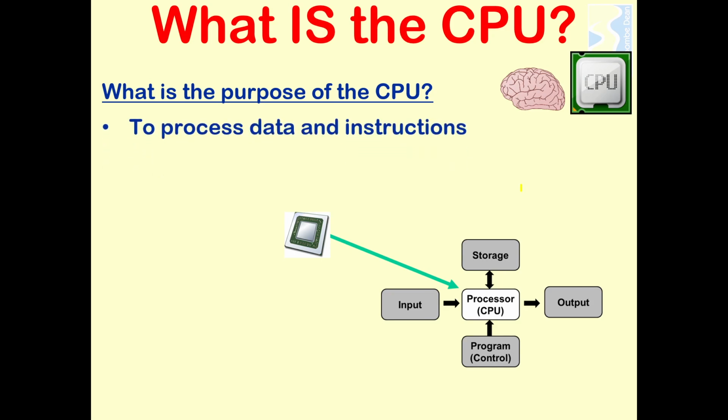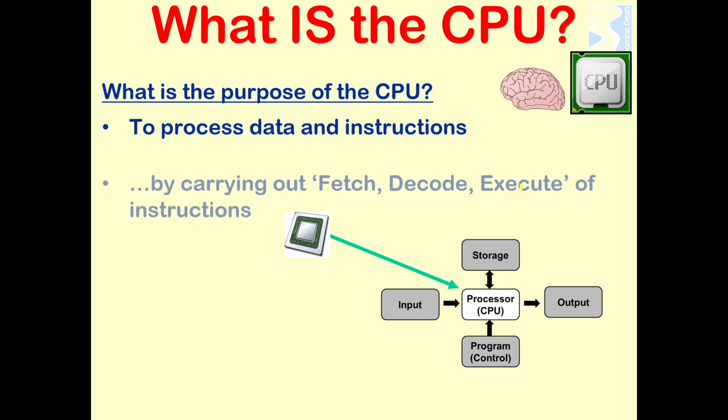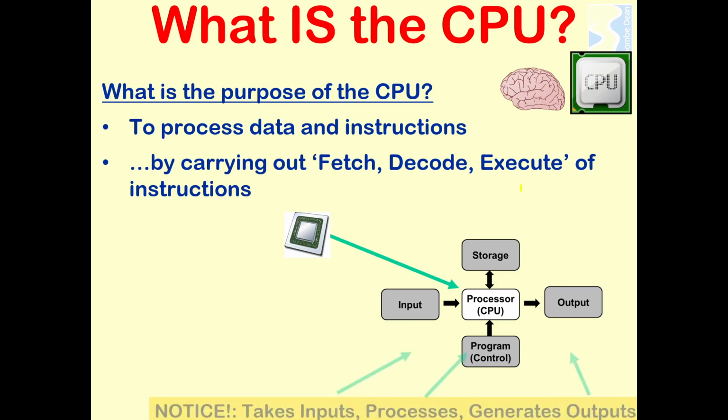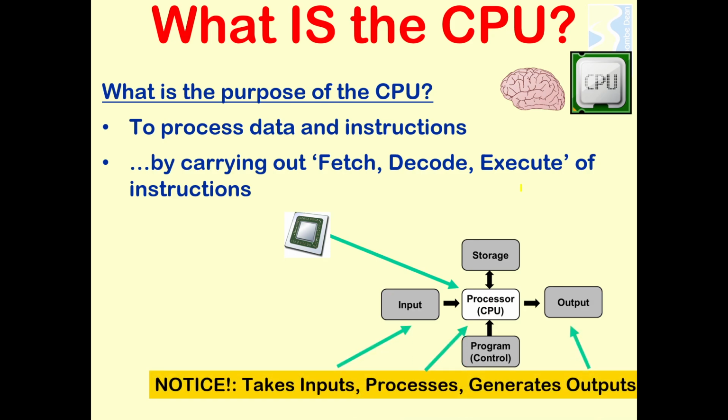It's to process data and instructions. It processes all the instructions and the data within the computer. And to do that, it carries out the fetch, decode, execute cycle. So to process data and instructions by carrying out the fetch, decode, execute of instructions. And we'll look at more FDE in the next video. And it sits at the center of the computer system. It takes inputs, processes them, and creates the outputs.